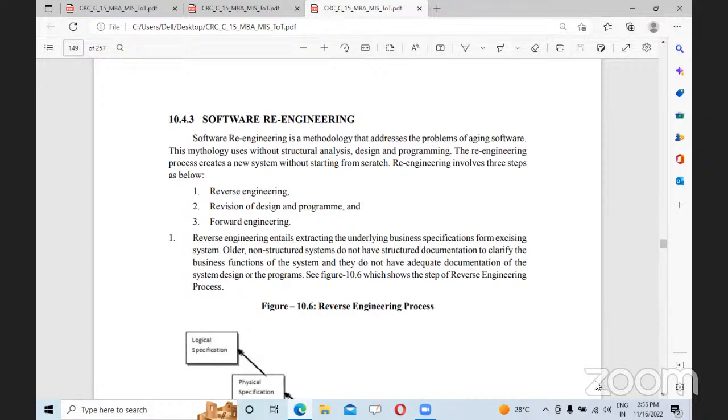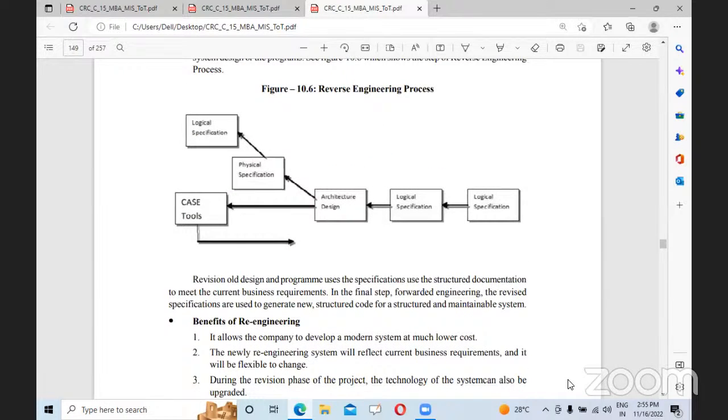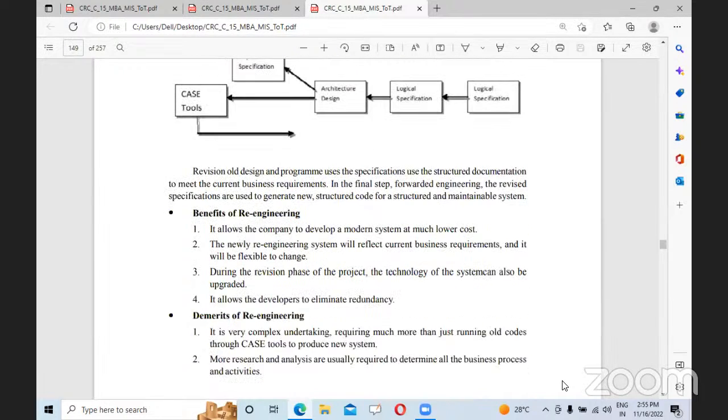Older, non-structured systems do not have structured documentation to clarify the system design or the programs. This is the diagram for the reverse engineering process. Revision: old design and programs use the specifications, using the structured documentation, to meet the current business requirements. They're taking old ones and giving some renovation, making new ones. In the final step, forward engineering, the revised specifications are used to generate new structured code for a structured and maintainable system.